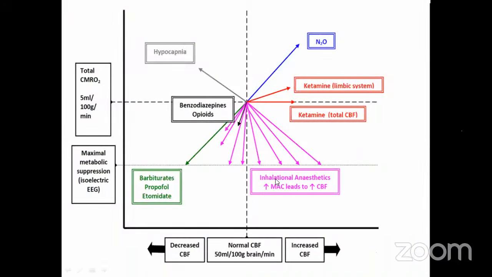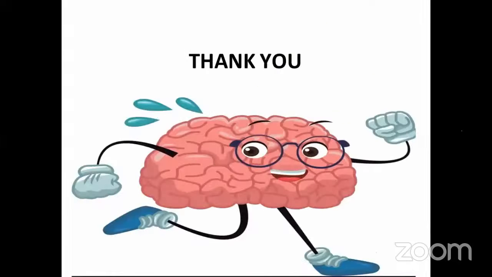The schematic representation of cerebral blood flow: the left side ones cause decreased cerebral blood flow and the right ones cause increased cerebral blood flow. Hypocapnia and decreased PaO2 decrease cerebral blood flow. Benzodiazepines, barbiturates, and propofol also decrease cerebral blood flow. The agents on the right side cause increased cerebral blood flow, for example ketamine, volatile agents, nitrous oxide, and inhalational agents. Thank you.